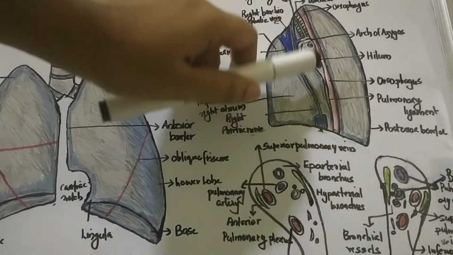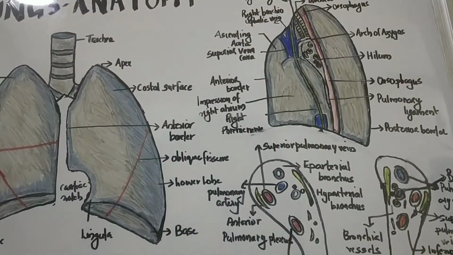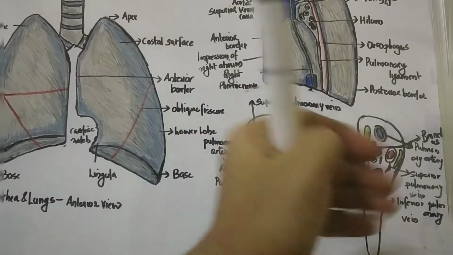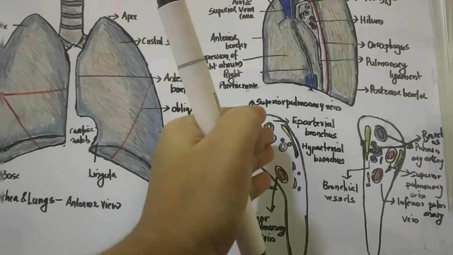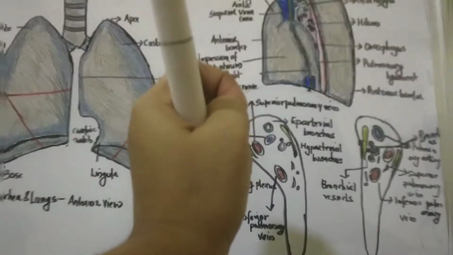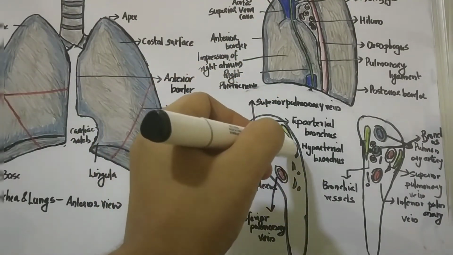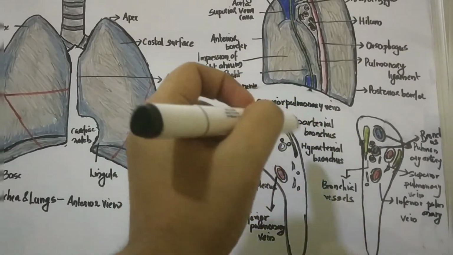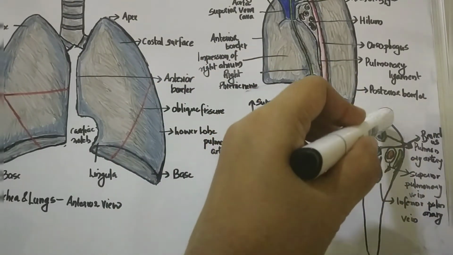So now we will discuss what all structures are present in the root of the lungs. So this is the structure of the root of the right and left lung. With this we can describe what all structures are present in the root. Some structures are common and some are different in both. In the right lung you can see the eparterial and the hyparterial bronchus, that is the upper and the lower bronchus. But in the left there is only one bronchus, that is the principal bronchus.